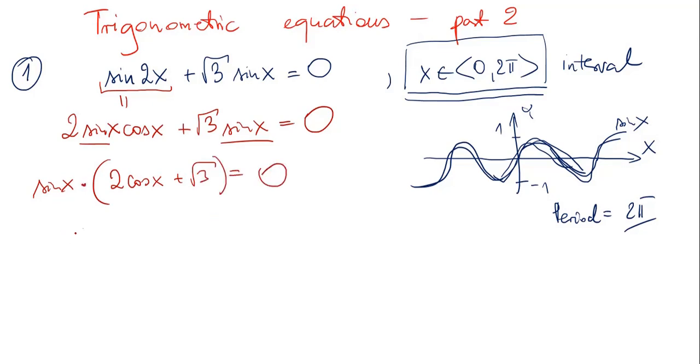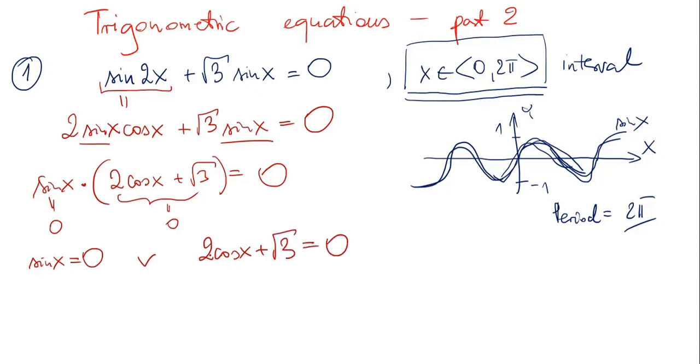And here we have multiplication, which is really good, because now the only thing we have to do is set sine x equal to 0, or this bracket equal to 0. So we get 2 simple equations. So the first one is sine x equals 0, or 2 cosine x plus square root of 3 equals 0. And now we have to solve these 2 very simple trigonometric equations.